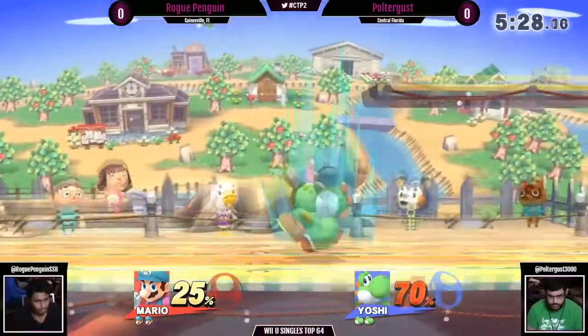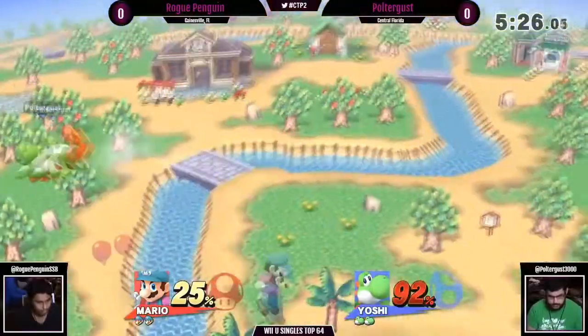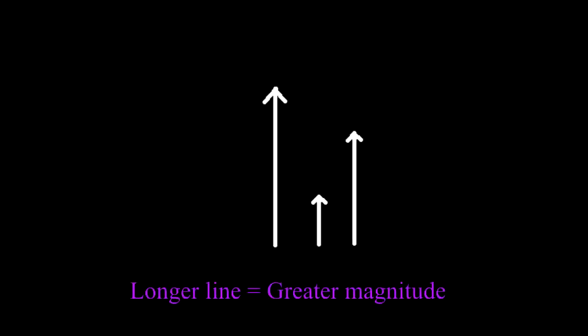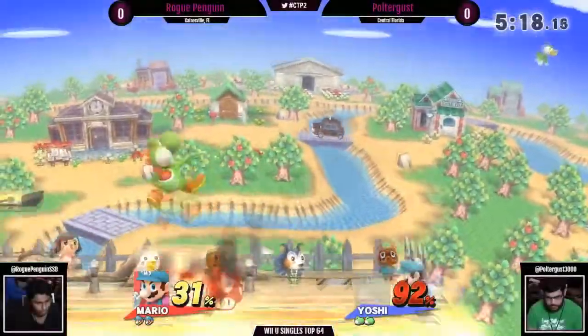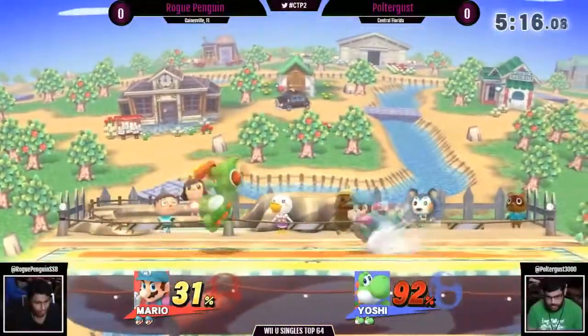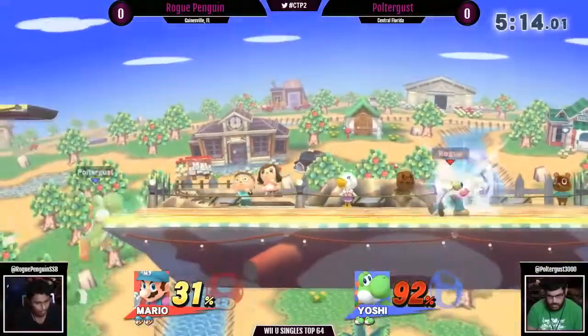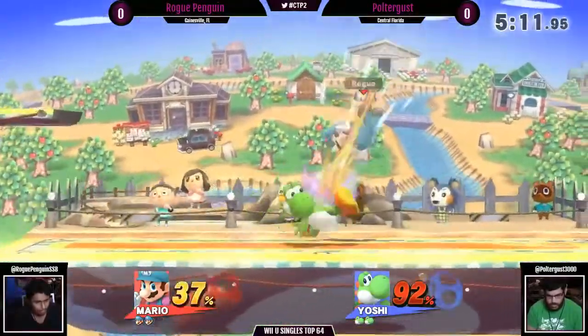And what I mean by magnitude is just how far you get launched. And of course, magnitude has many variables: how high your percent is, the range of your opponent, and, for example, if it's a smash attack, how long they charged it. So magnitude is just that, how far the hit launched you.